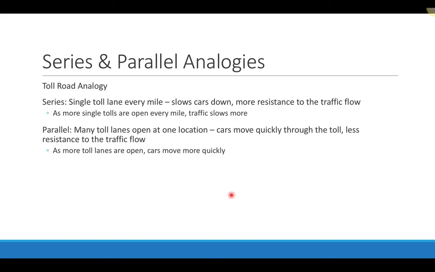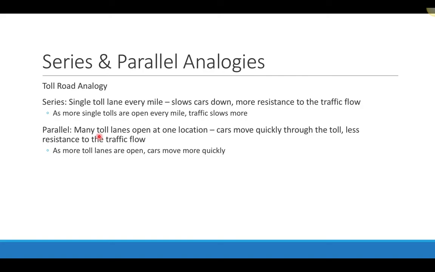A series circuit would be, suppose that you pay the first toll, but then 2 miles later there's another toll on that line, and then 2 miles later there's another toll. Every time you hit a toll, you're going to slow down. There's all these cars, there's only one lane, and they all have to keep stopping and paying the toll. So as you add additional tolls, it's like adding additional bulbs. And as you add additional tolls, you're slowing down the traffic. So more tolls cause a decrease in the current flow, or the flow of the traffic, and more resistance to the flow of the traffic.